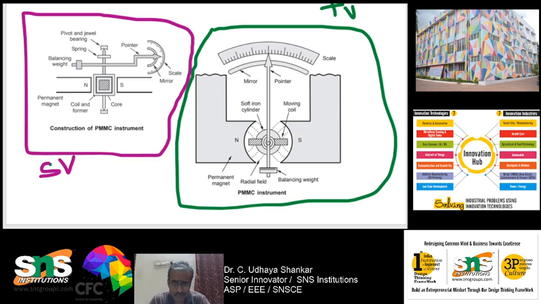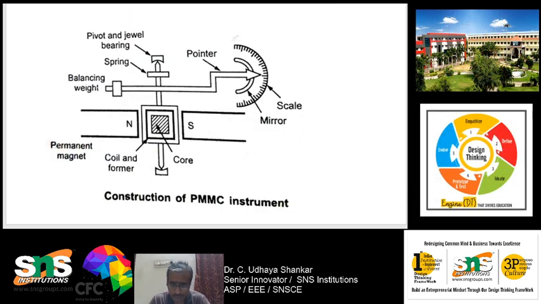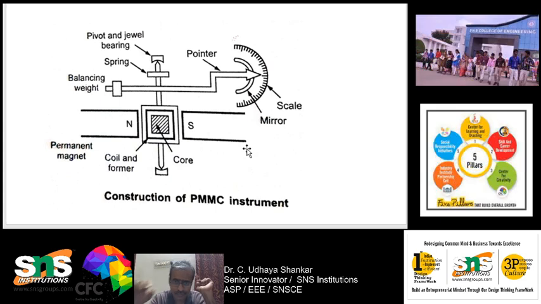So let us discuss one by one in detail. Okay, let us go into the detail, right? How it works and what the different parts are. So, construction. Here you can see that the moving coil is rectangular in shape, and it has a number of turns of wire, okay.